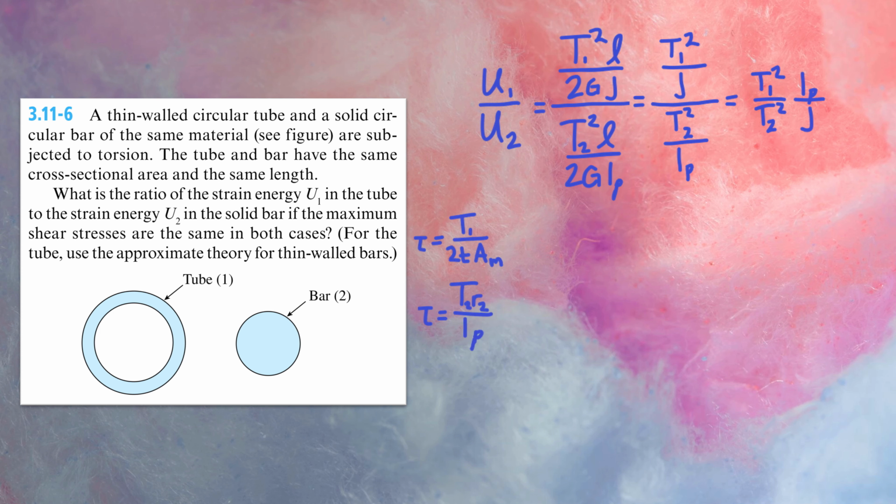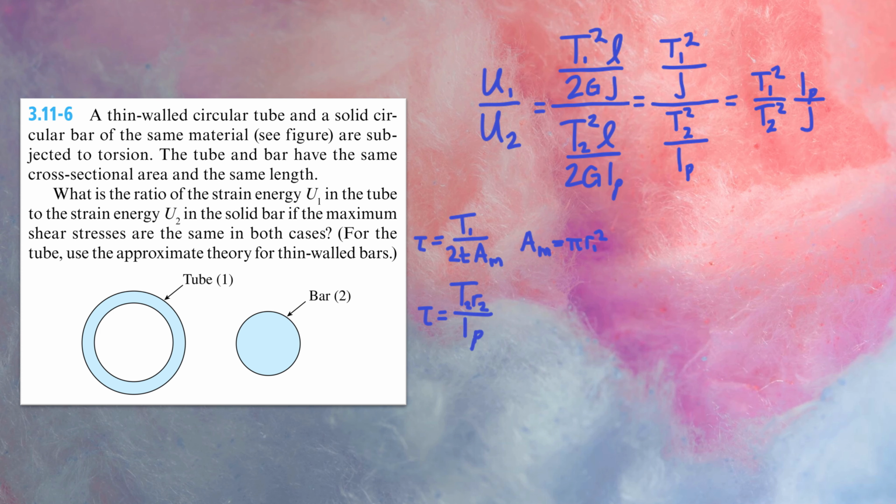And due to using the shear stresses from our two different types of equations, we have our exact and our approximate for our tube. We're going to be plugging those in, solving for our T1 and T2.